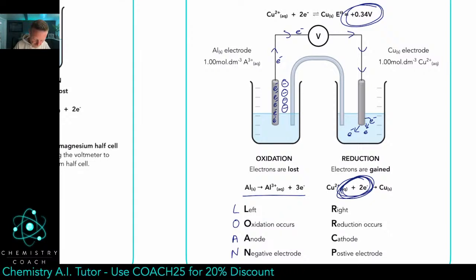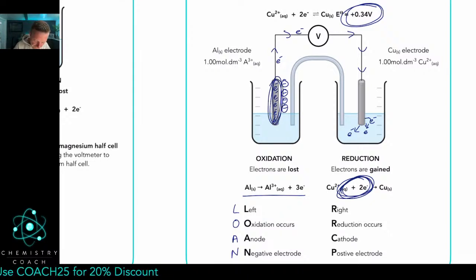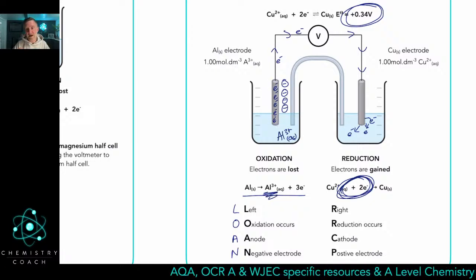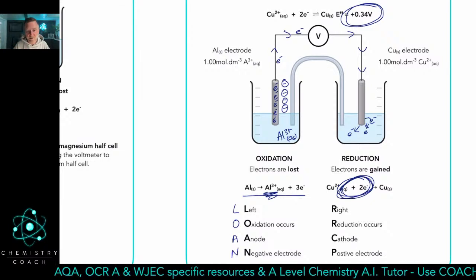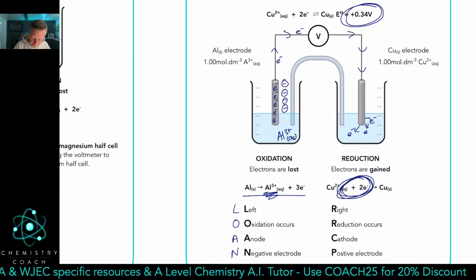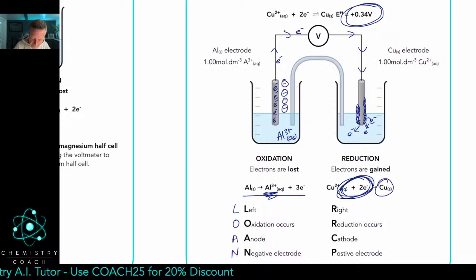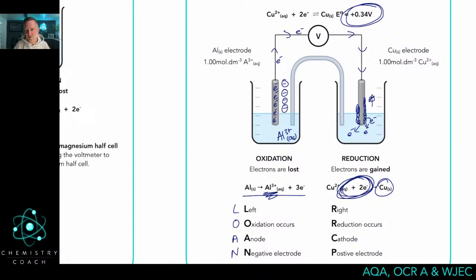And of course, if this aluminium electrode is being broken down into Al3+ in solution, the mass of this electrode is going to go down as it gets used up. The aluminium is going to get used up. Whereas if copper is being deposited on the outside of this electrode, the mass of this one is going to go up. So a bit of logic applied. You can also apply it to changes that we see here as well.